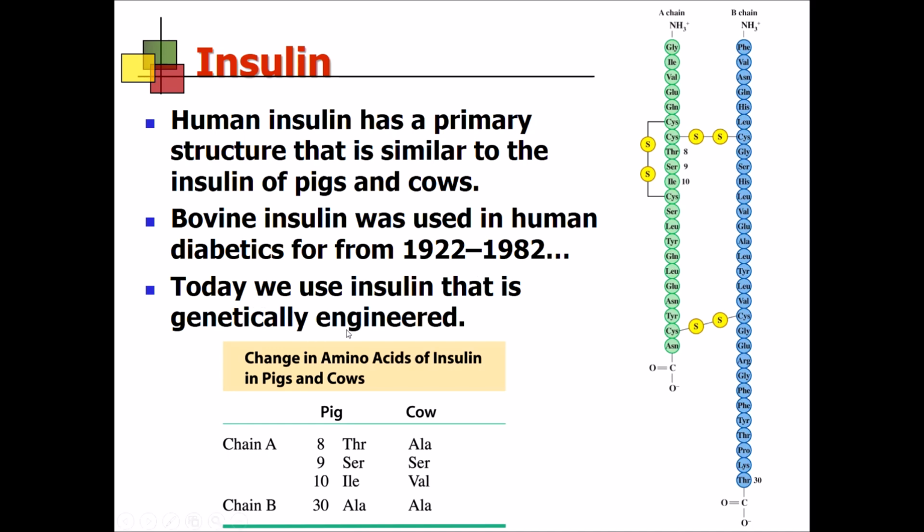Today we use genetically engineered insulin, which is we give people human insulin, okay, and we make it in the lab. We don't take it from cows and pigs. It's way cheaper, it's way safer, and it's way more effective today to do it that way. We're going to talk about genetic engineering in chapter 21 with DNA.